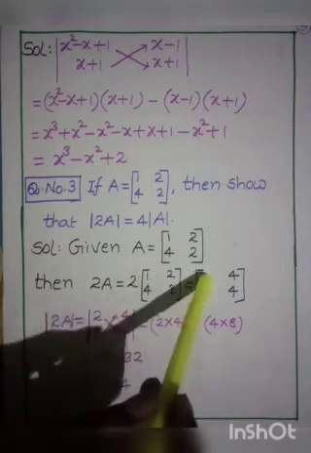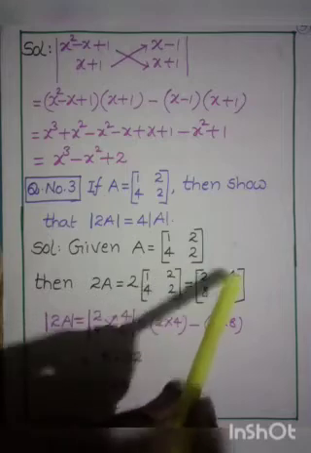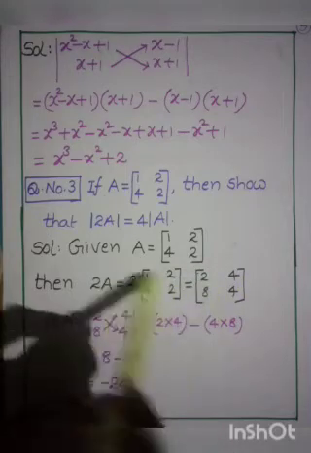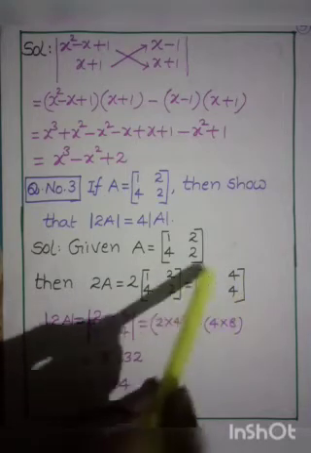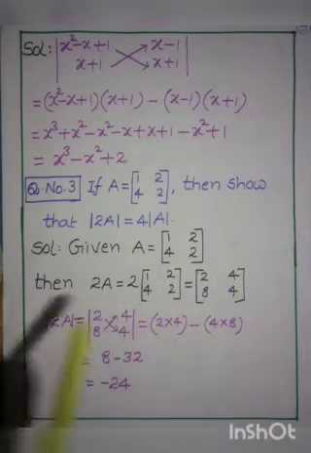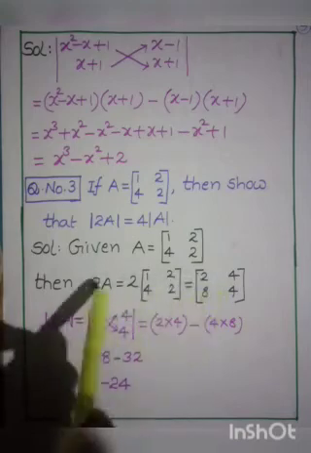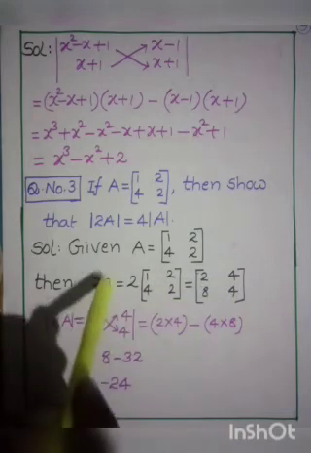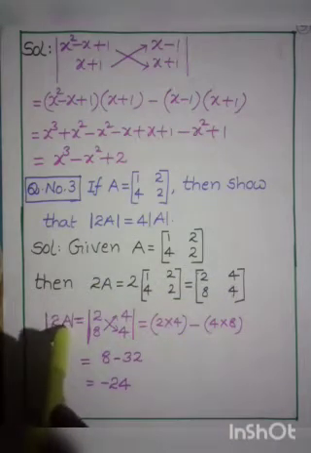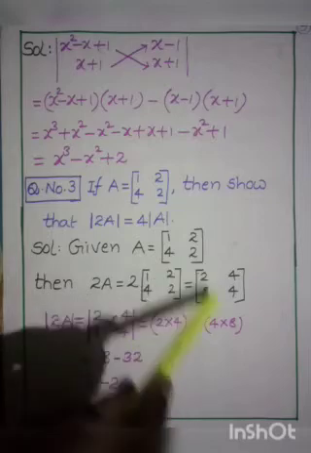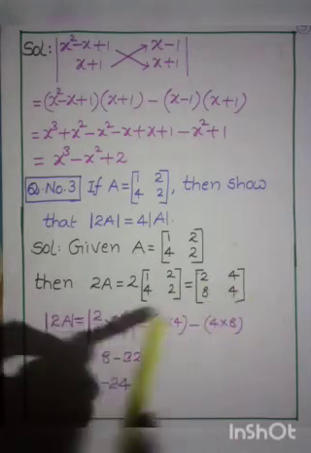2 into 1, 2. 2 into 2, 4. 2 into 4, 8. 2 into 4, 4. Understood this step, my dear children? Right. Now we got 2A. This is one matrix. We have to find its determinant. So determinant of this 2A matrix is equal to determinant of 2, 4, 8, 4.